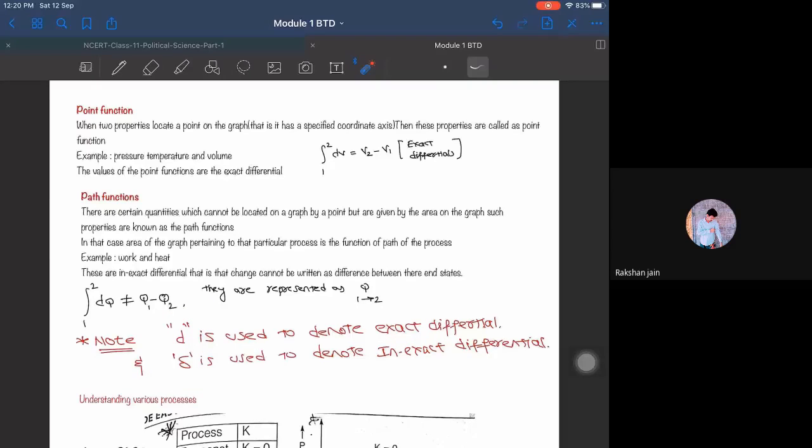Okay. Except for exact differentials and inexact differentials, if you have any doubts in understanding what is a state, what is a process, what is a path, what is a point function, what is a path function, you can ask me.